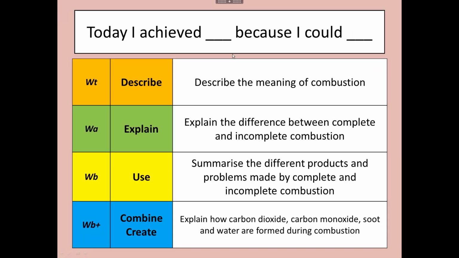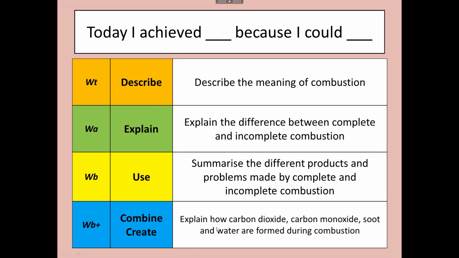Okay, today I achieved describe because I can describe the general meaning of combustion. Today I achieved explain because I get the main difference between complete and incomplete combustion. Today I achieved use because I can summarize different products and environmental problems of complete and incomplete combustion. And today I achieved combine because I can explain the difference between how carbon dioxide, carbon monoxide, soot and water are formed by looking at the atoms and the chemical formula.